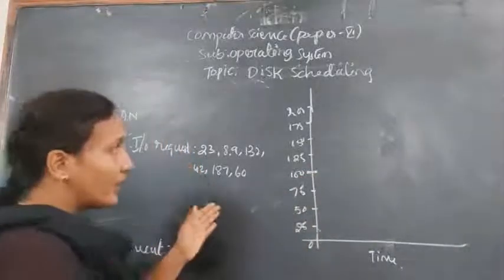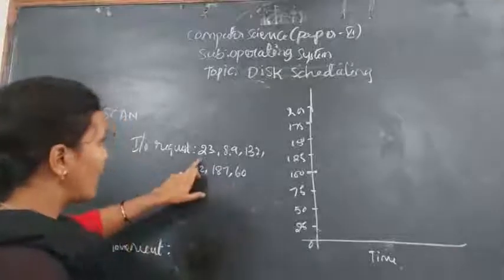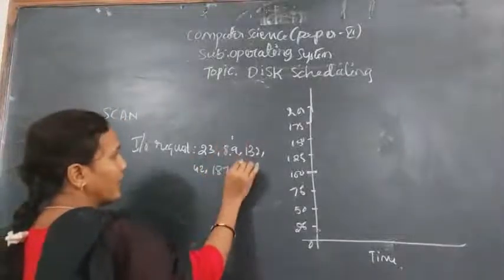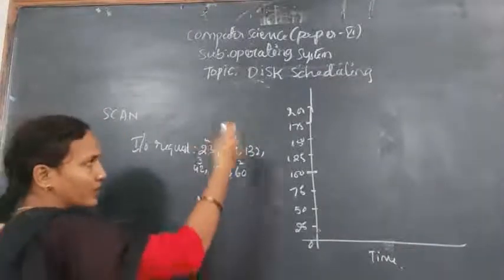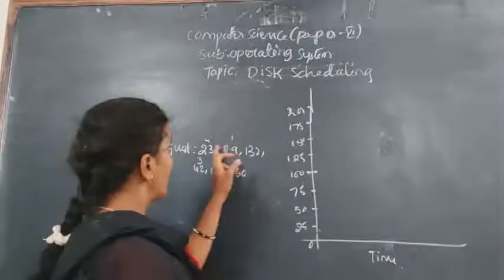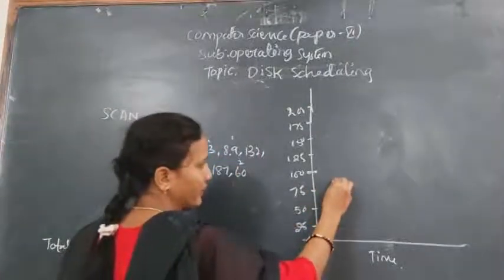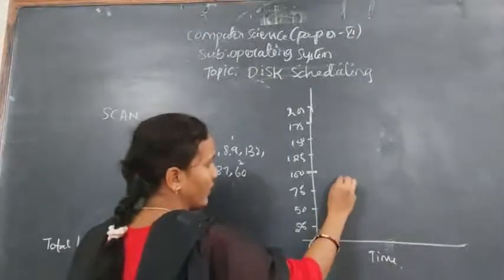Next, it will move down. First it will move down. From 100, which one is the nearest? Downwards we'll see first. So from 100 to 89. Like this example here, 89.